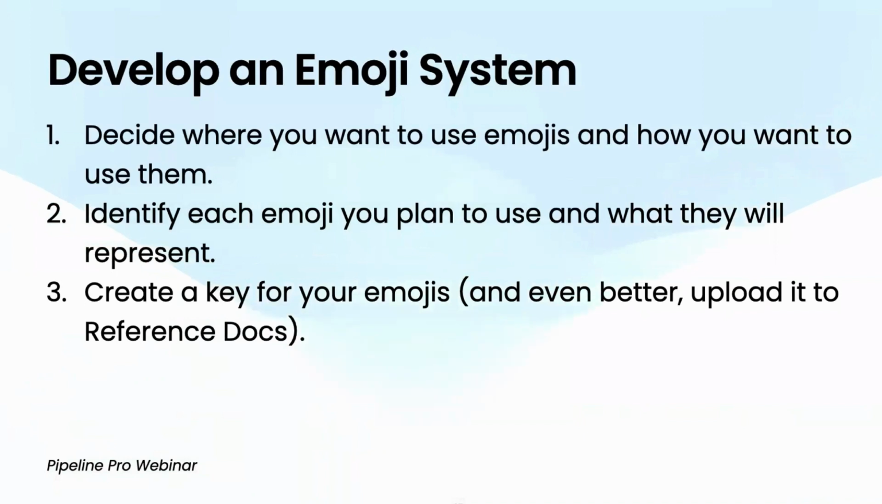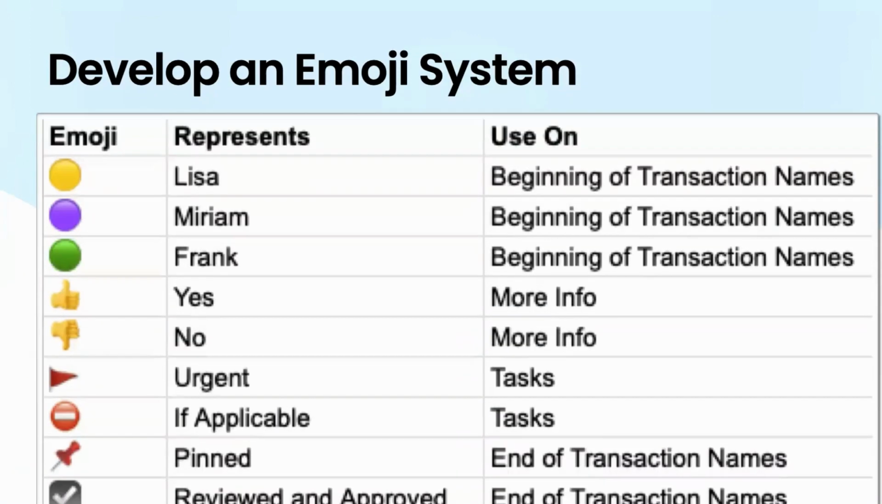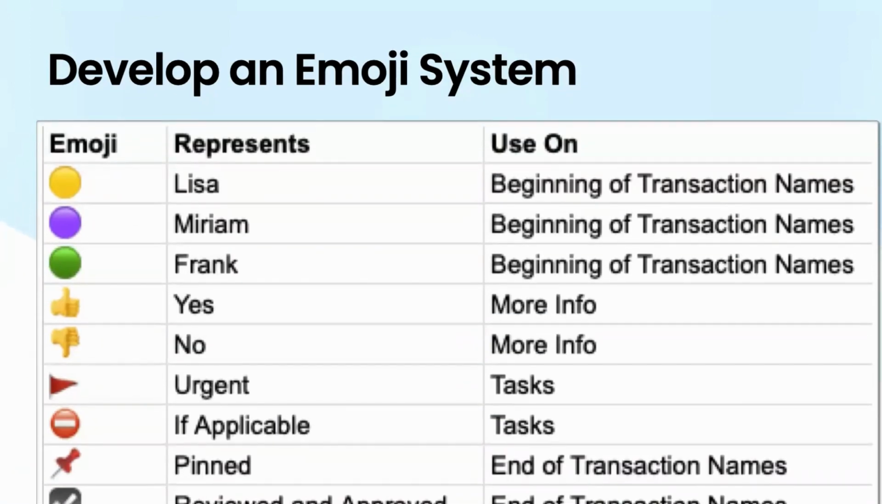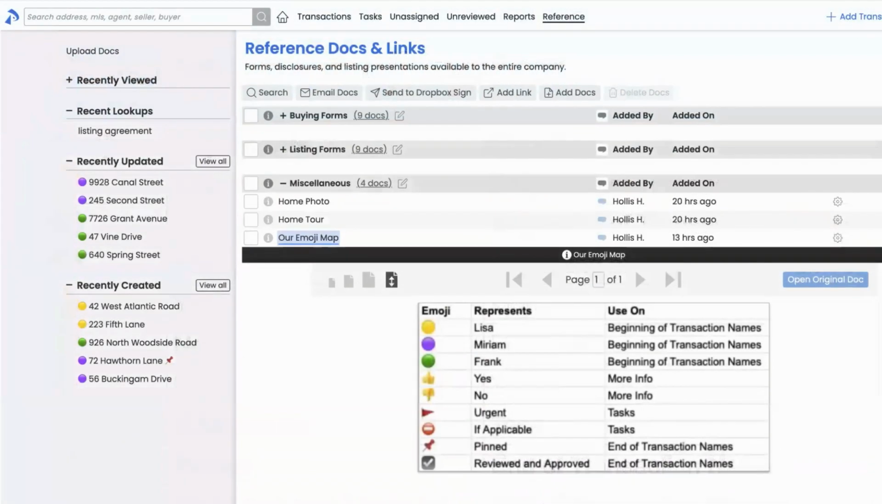Here's an example of an emoji key you may create to keep track of your emoji system. Once you create a key like this, you can save it as a PDF and upload it to your reference docs library so that everyone in your account can be on the same page when it comes to how you use emojis. As we've talked about, emojis can be used anywhere in Pipeline where text can be entered.